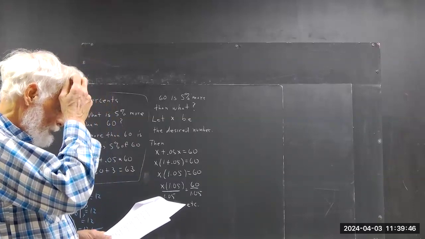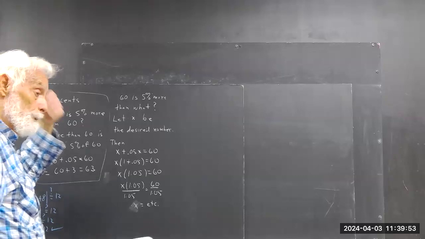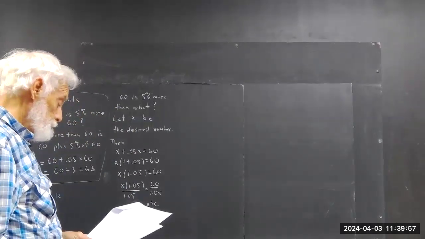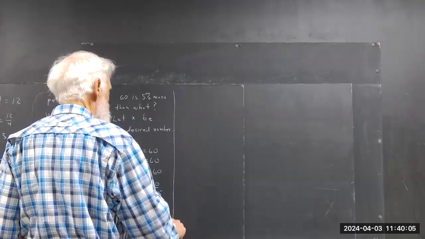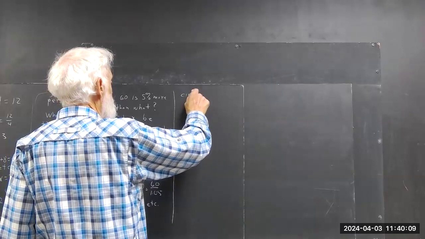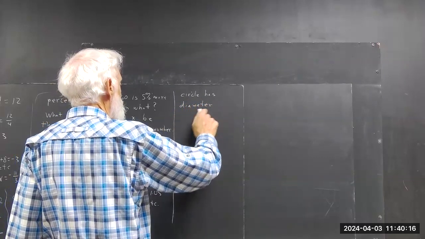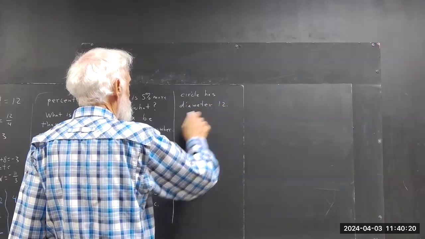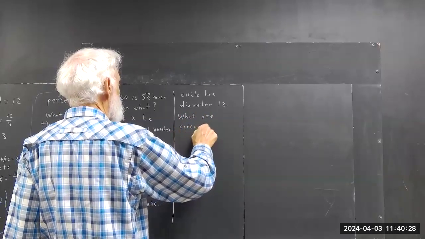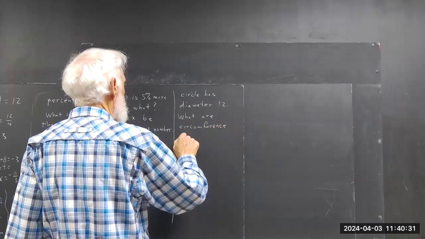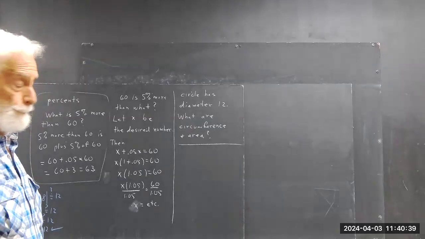Now we have a bunch of problems involving geometry. You had a section on geometry, so you might want to review it so you know what the basic formulas are. A circle has diameter 12. What are its circumference and its area?